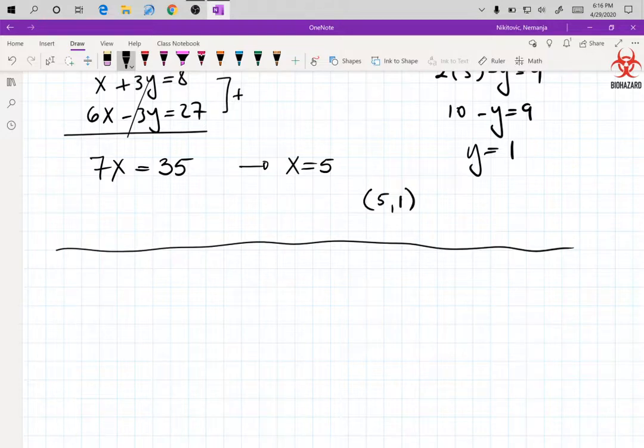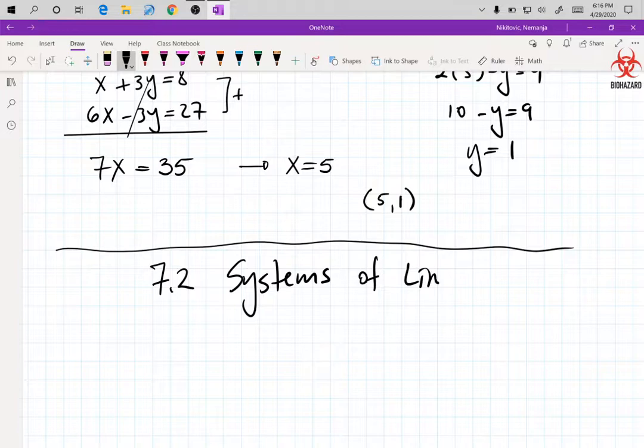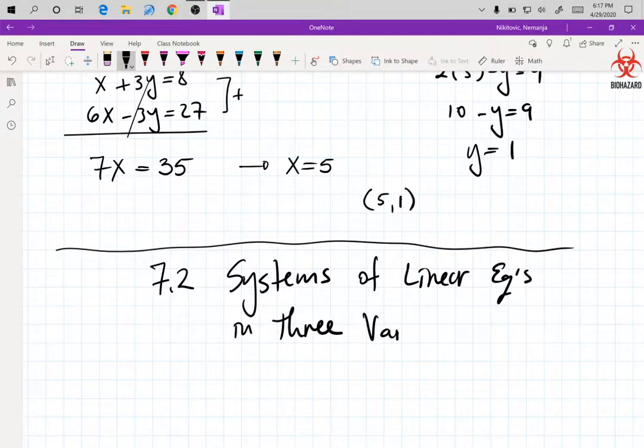We are interested in 7.2, which is systems of linear equations in three variables.